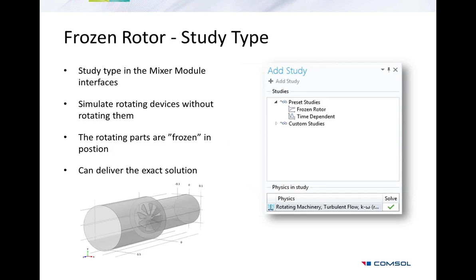Now, I'll go into a little more detail about the frozen rotor study type. It can be used to simulate rotating devices without rotating them. The rotating parts can be considered as frozen in position. So for cases when there is no topology change between the domains, it can deliver the exact solution, such as in this case here. And even in cases with changes in topology, we can get good approximations of average flow quantities, as we shall see in the live demo. A frozen rotor simulation can also be used to generate initial conditions for a time-dependent simulation.